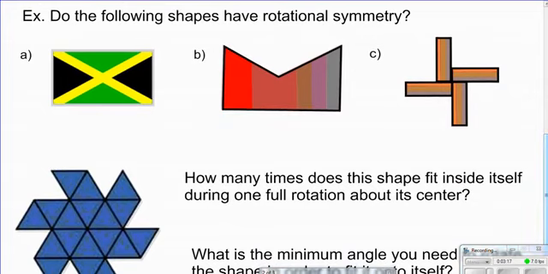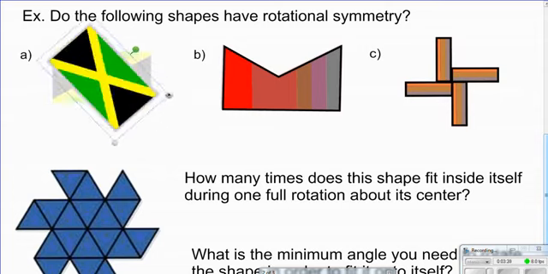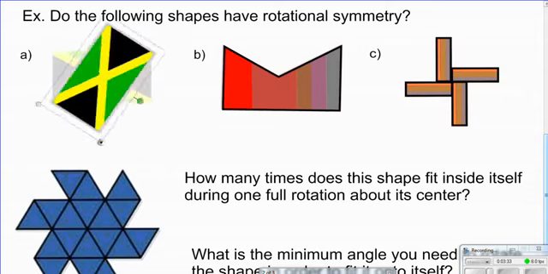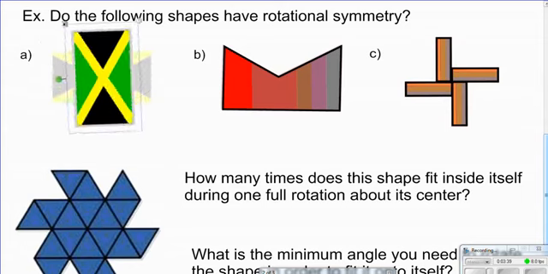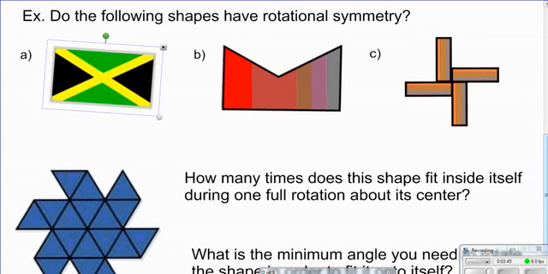Okay, so when we look at these examples, again, keeping in mind that color is important. When we look at the flag, bonus points if you know where this flag is from without Googling it. I turn it once, it's not the same. If I turn it twice, there we go. If I turn it halfway around, it's the same. Not the same, the same. So yes, this shape does have rotational symmetry because it fits 2 times into itself.